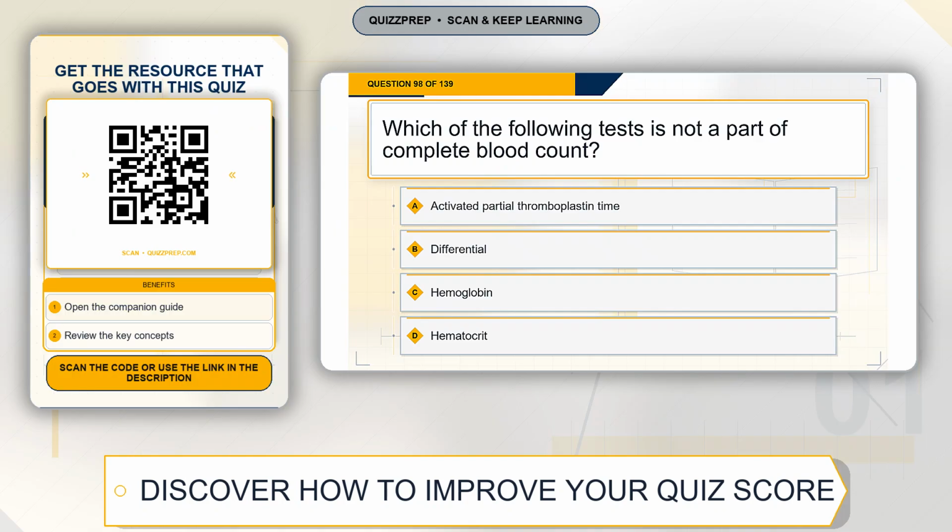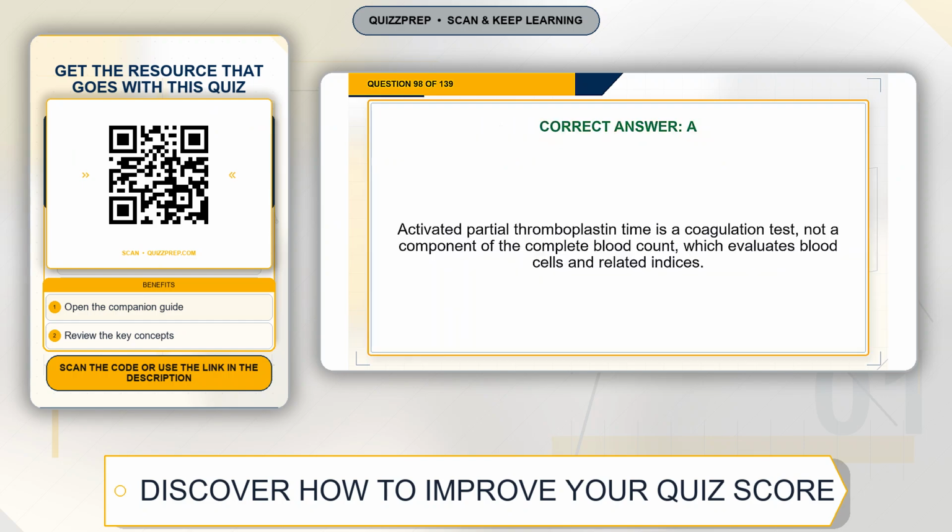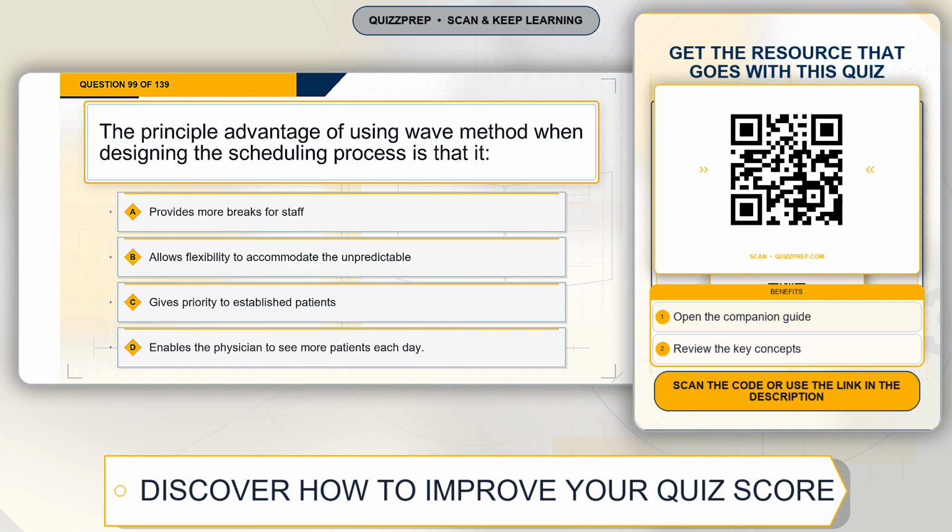Question 98. Which of the following tests is not a part of complete blood count? Option A, activated partial thromboplastin time. Option B, differential. Option C, hemoglobin. Option D, hematocrit. The correct answer is option A, activated partial thromboplastin time. Explanation. Activated partial thromboplastin time is a coagulation test, not a component of the complete blood count, which evaluates blood cells and related indices.